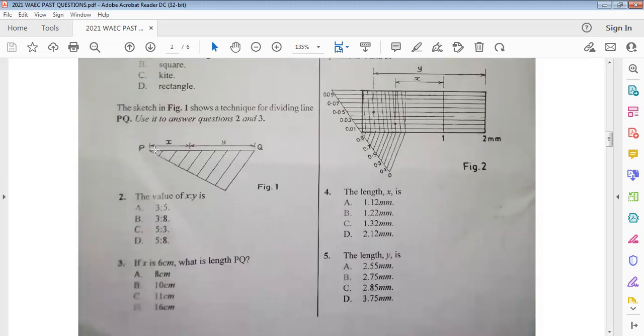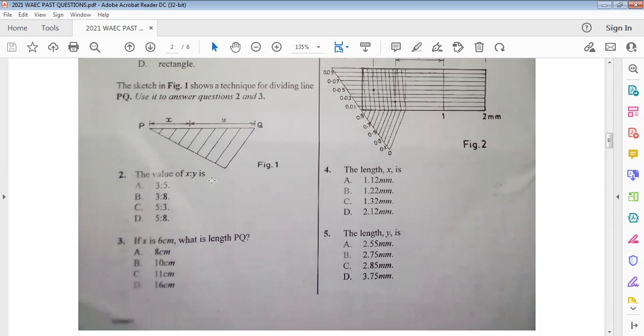Then question 2, we have this diagram to answer questions 2 and 3. Here we have that the sketch in figure 1 shows a technique for dividing line PQ. Use it to answer questions 2 and 3. Question 2 says that the value of x ratio y is 3:5. That is option A. Why? Because for x we have 3 divisions, and for y we have 5 divisions. So the answer is 3:5, which is option A.